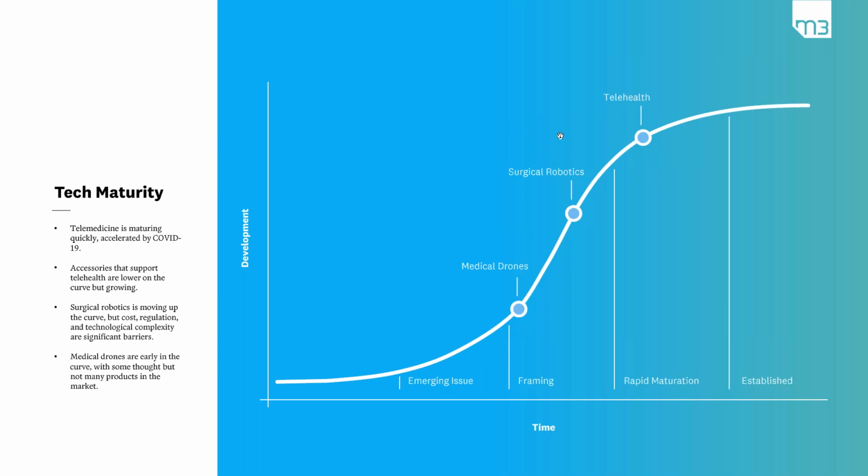The surgical robotics are a little bit higher up on the curve. There's a couple of companies, but not a ton. It's not the new norm, but they're definitely moving closer to being more mainstream. And then telehealth is very much in the mainstream third phase of our graph here. It's fairly mature. COVID has certainly accelerated that, but any of the devices that support it, the smart connected devices, might be a little lower on the curve.